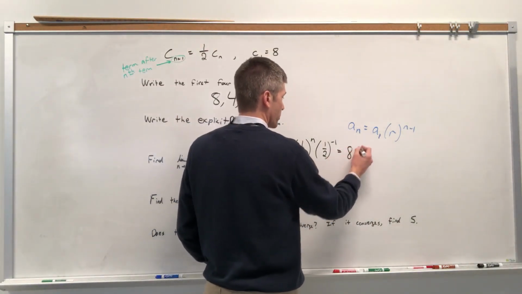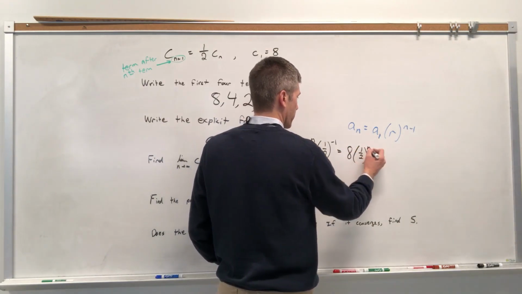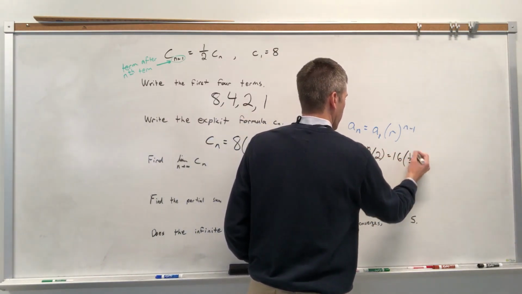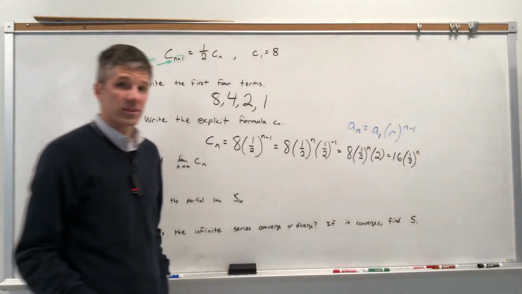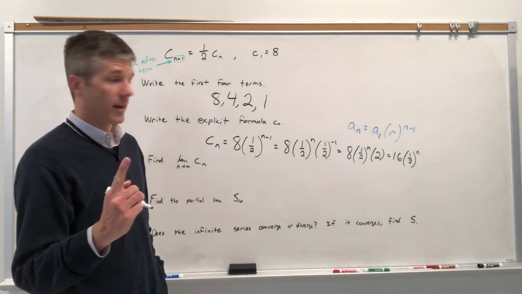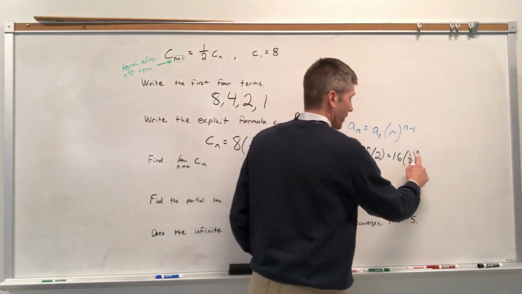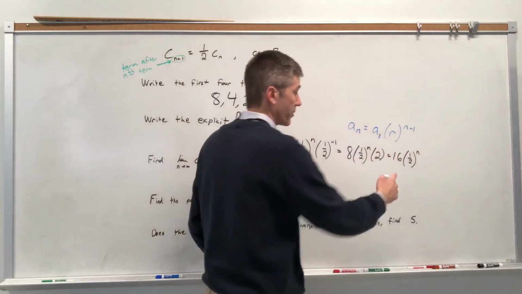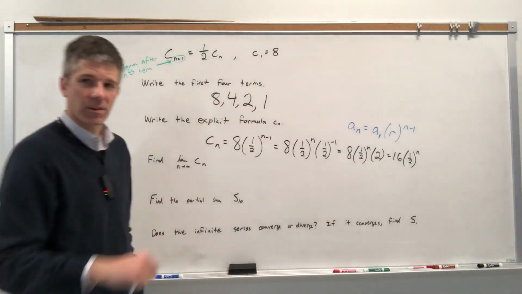So I really have way too much handwriting here, but we're going to keep going with it. So 16, 1/2 to the n. That does not mean my first term is 16. My first term is 8. But if I plugged in a 1 right here, then I would get 1/2 times 1/2 to the 1, which would be 1/2, and then 16 times that would give me 8, which is my first term.